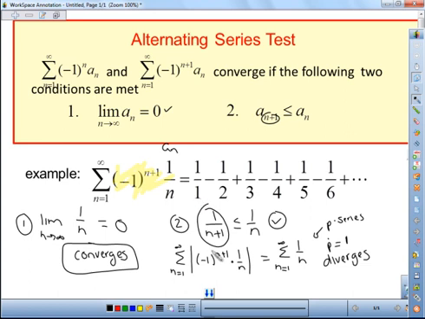So what we say is this is called conditionally convergent. Sorry, conditionally convergent. So this is called conditionally convergent because my alternating series does converge, but if I take the absolute value, it does not. It diverges. So this is conditionally convergent.